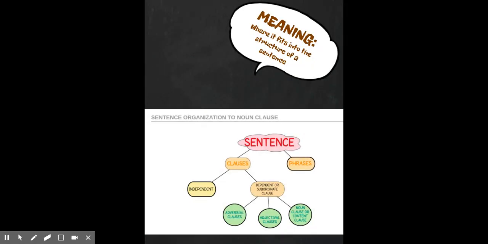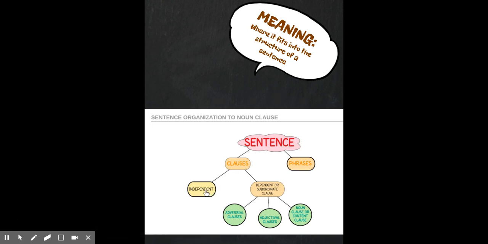Let's look a little bit further at where clauses fit in a sentence. Sentences are made up of clauses and phrases. A simple sentence, of course, can have just an independent clause, so no phrase, or it can have a phrase. But we know that sentences are made up of both clauses and phrases. Now let's look at the subgroups of clauses.